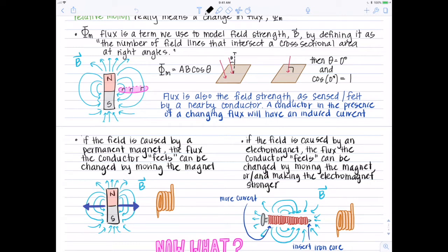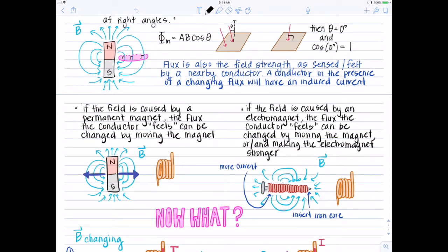In the case of an electromagnet, which you see here on the right, not only can you move the actual magnet closer or further from the conductor, but you can increase the field strength without having to move the magnet at all, which would result in a change in flux. And you know that the way to do that is to insert an iron core into your electromagnet. So if we keep the electromagnet still, but we insert an iron core, then the strength of that field B would get stronger, and then the loops or our conductor would sense a change in the flux.